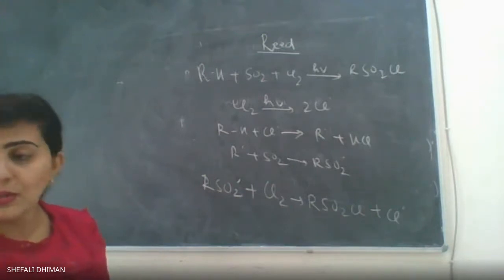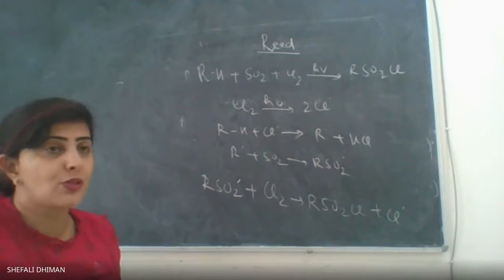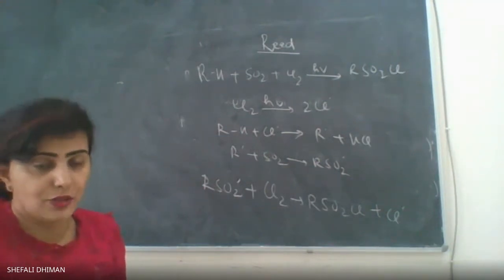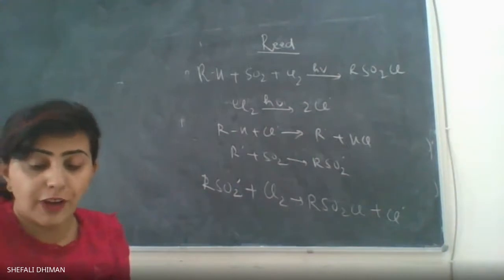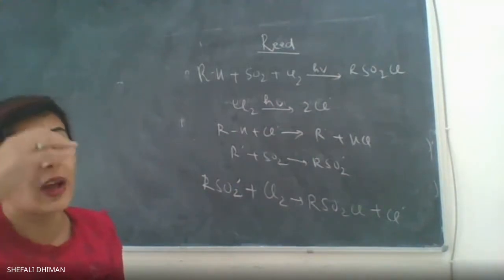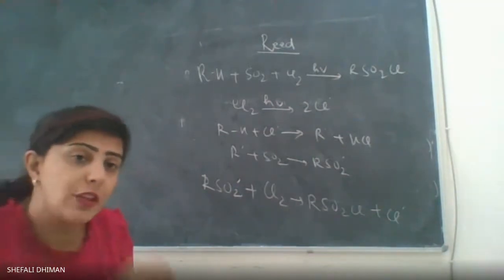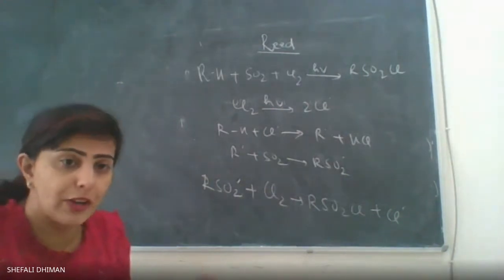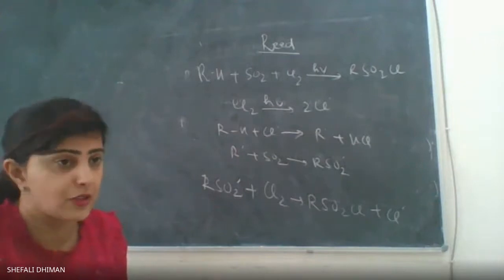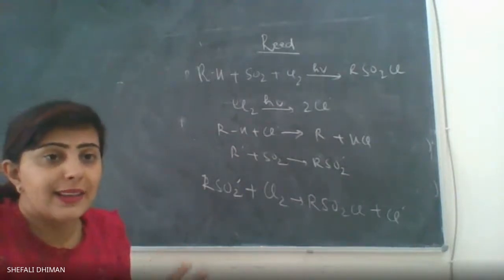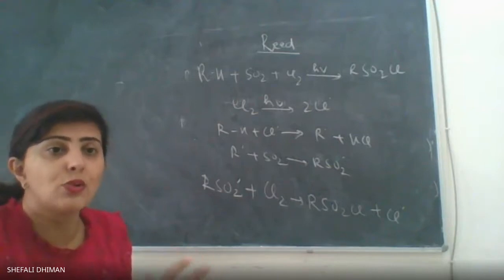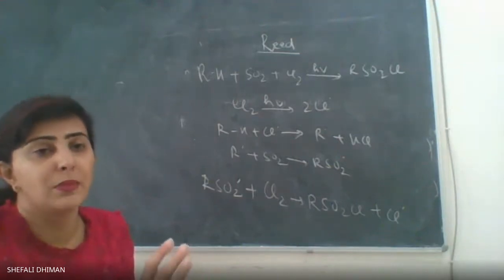Let us talk about the last part of the chapter, which is called the free radical rearrangement reactions. Now, what is free radical rearrangement and why are we studying it? It is because there are various examples of rearrangements in free radical reactions where a less stable intermediate gets converted into a more stable intermediate.